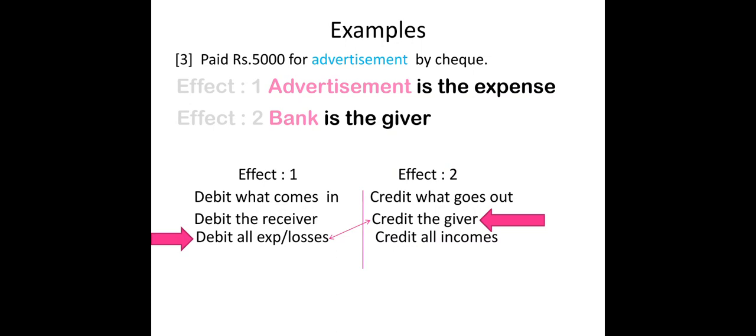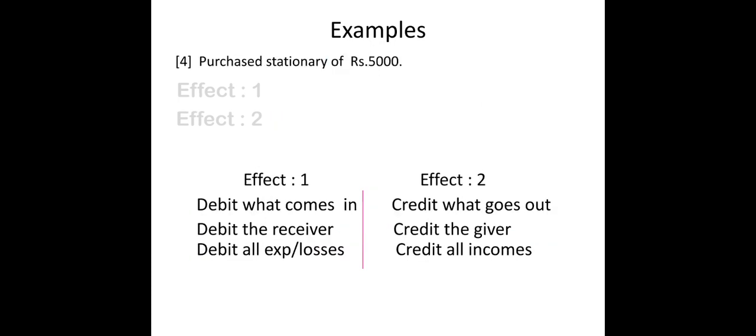Okay, so transaction number 3 is very simple, student. Okay, so you know about expenses. Let's take one more example. Yes, purchased stationery of rupees 5,000. Okay, so now you know that, student, in business we need stationery, we need pen, paper, pencils. Clear? So we need stationery time to time. Okay, so stationery is an expense. Whenever you buy stationery, stationery is not an asset, student. So we cannot write stationery comes in because stationery is not assets.